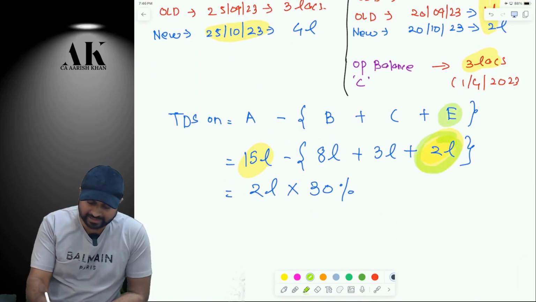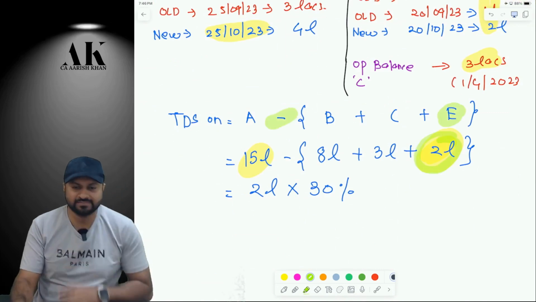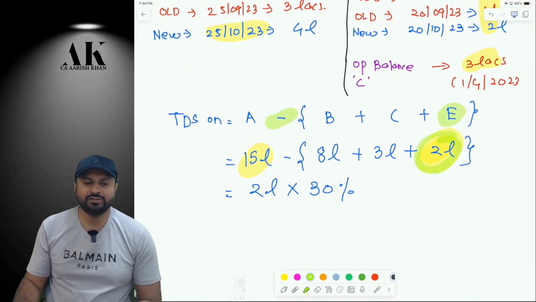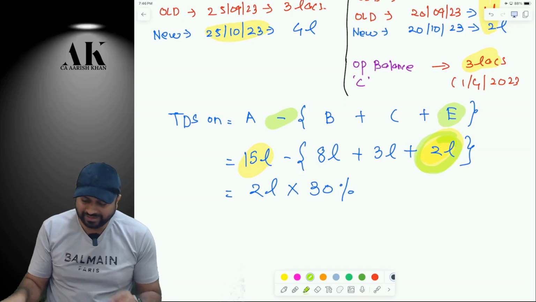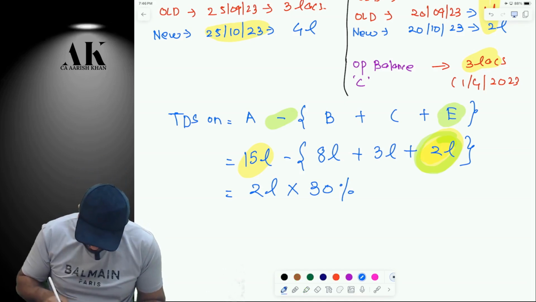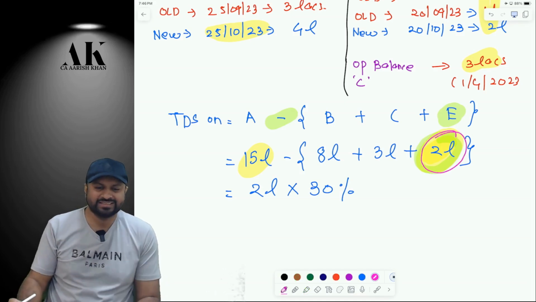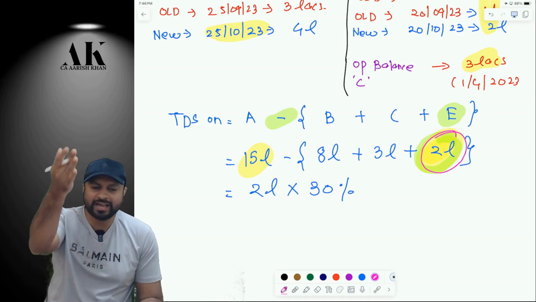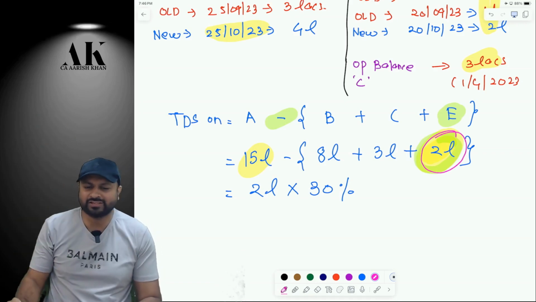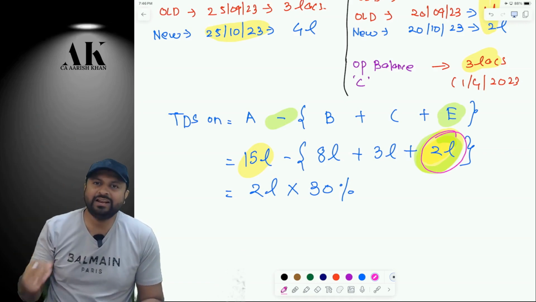Okay, so I am adding E also for reduction. Can you see this? Are you clear? If I don't reduce this now, then what will happen? Tell me, you only tell me logically. Double taxation. Now already I have paid tax on 2 lakh rupees in the previous withdrawal. Yes or no? Yes, sir. So why will I pay the tax on that?